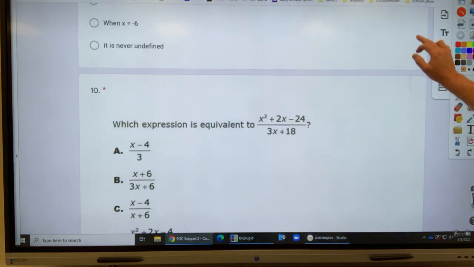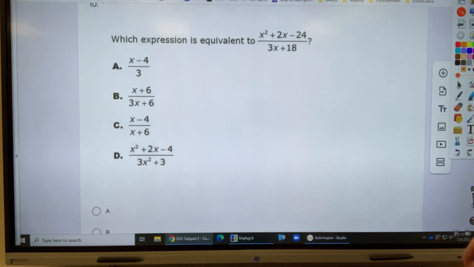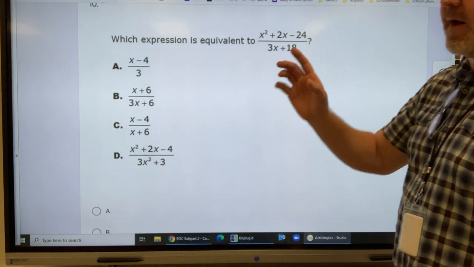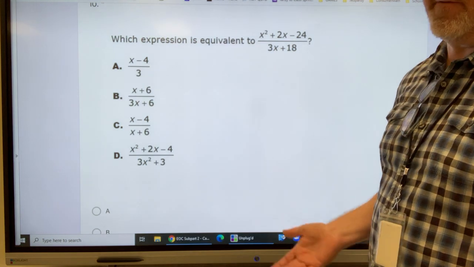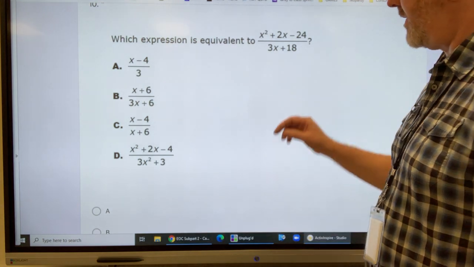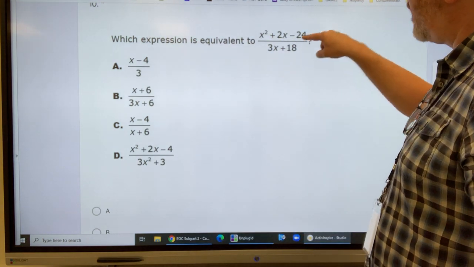Moving on, almost half done, and this goes a little quicker as we go. Trust me on that. It took me forever to do the first 5, and then the next 15 were about the same amount of time. We did this one in class.